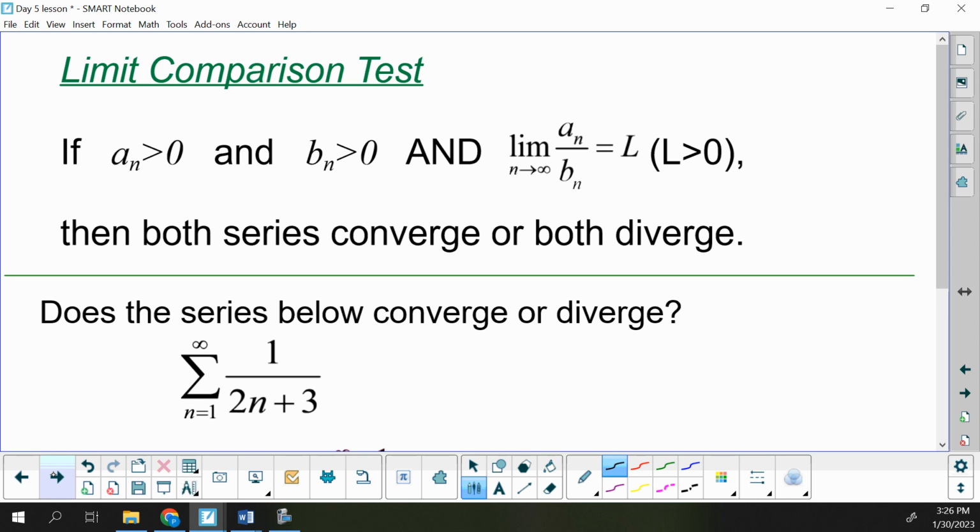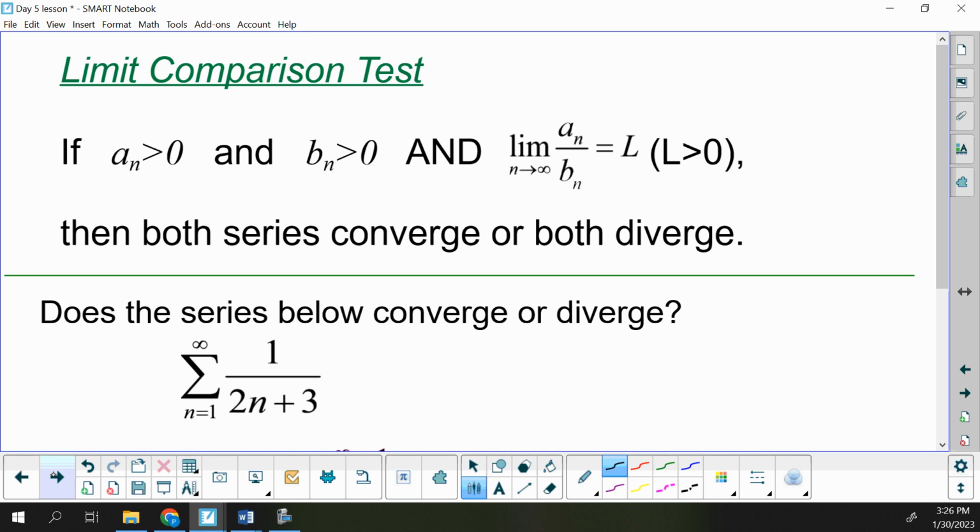But let's go down to the bottom to the limit comparison test. If the terms of our individual series are greater than 0, and if we take the limit as n approaches infinity of the ratio of our two series, and that equals some finite positive number, then both series will do the same thing. Either both converge or both diverge.